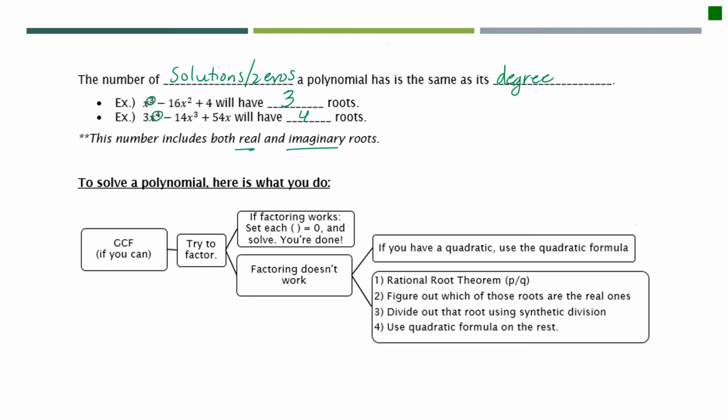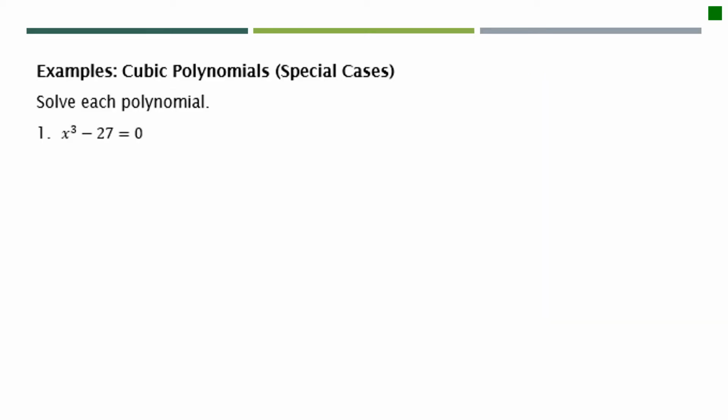Now to solve a polynomial, here's kind of a flow chart of what you need to do. The first thing you always need to do is take out a greatest common factor if you can. Then you try to factor. So see if it's a special type of factoring like a difference of squares or a sum or difference of cubes, grouping, diamond problem. If it factors and you can set everything equal to 0, you're done. If not, then you can maybe use the quadratic formula, or you could try the rational root theorem, synthetic division. Those are all things in this little bubble here that we're going to talk about in subsequent lessons. This first example is a difference of cubes.